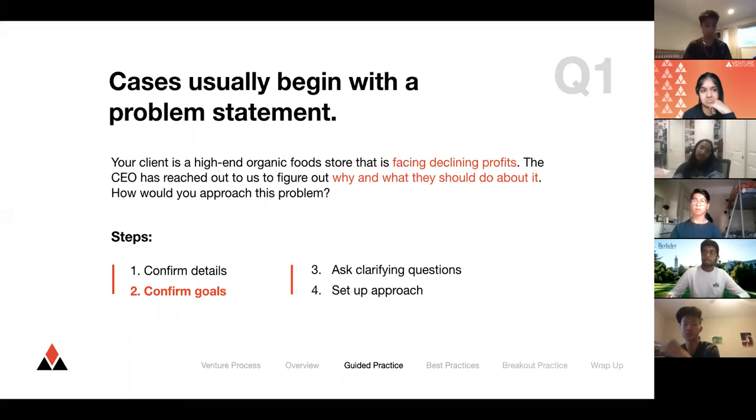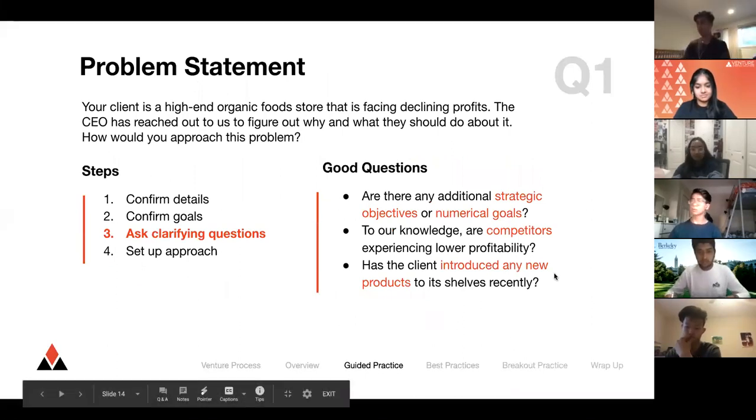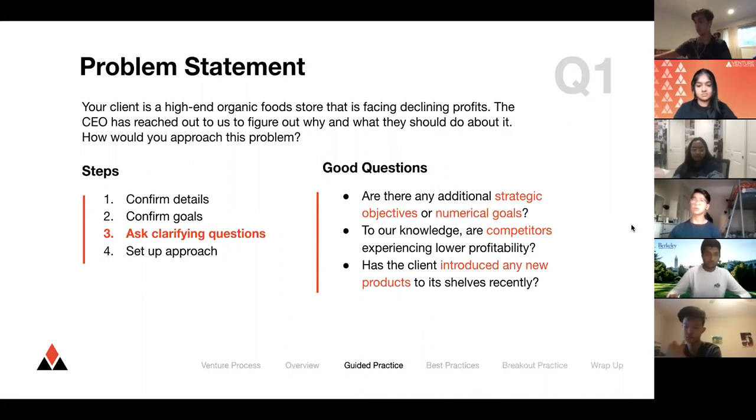Now, at this point, you would move on to step number 3, which is to ask clarifying questions. So the purpose of asking questions here is so you have enough basic information to move forward with the case. There are two main categories of questions you want to ask here. One is if there are any strategic objectives or numerical goals that the client has in mind. So that's the first one listed on the right. And the second is general questions about making sure you understand the business, right?